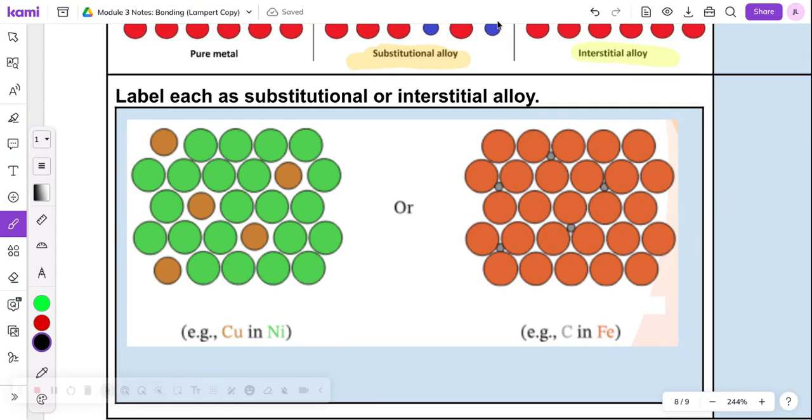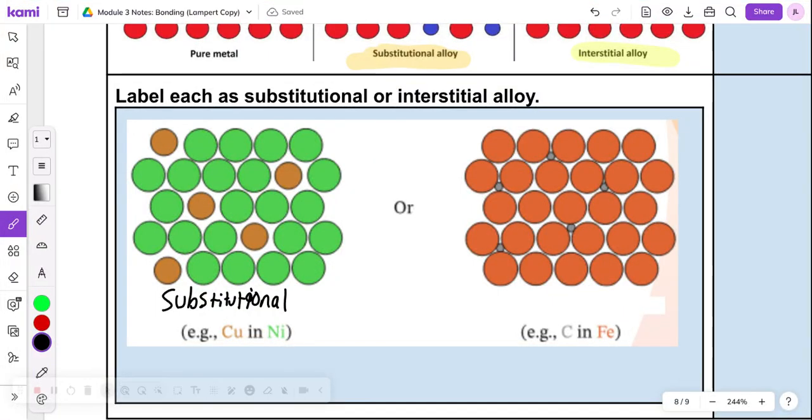All right, let's go ahead and review our answer here. On the left-hand side, each of our green atoms was just replaced by a brown or orange atom. The nickel was just replaced by copper, so that means it was substituted. Just like you have a substitute teacher right now taking my place, who is similar in their abilities, this is similar to a substitutional alloy, right? There is a green atom that just got substituted by the orange one.